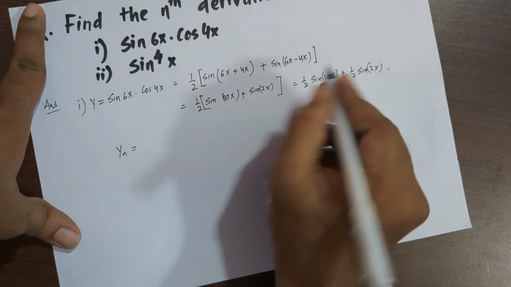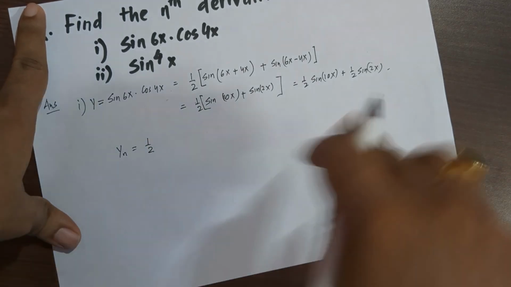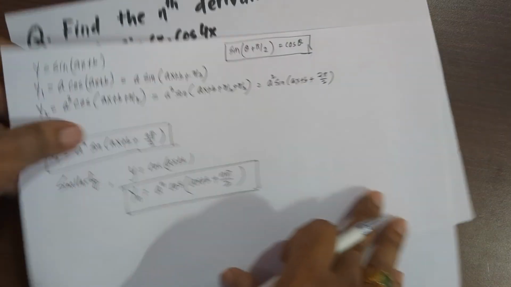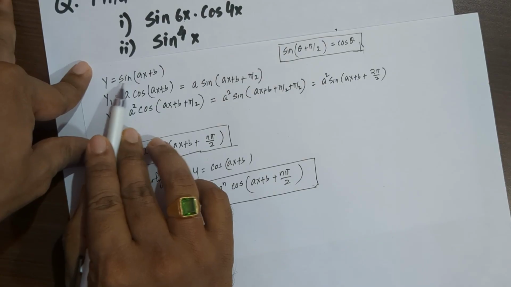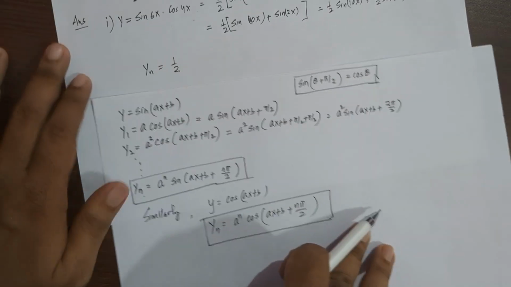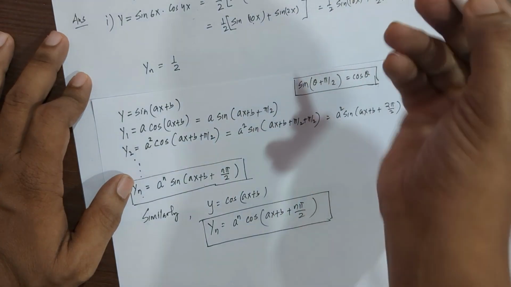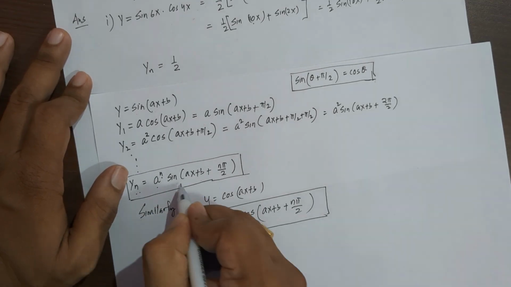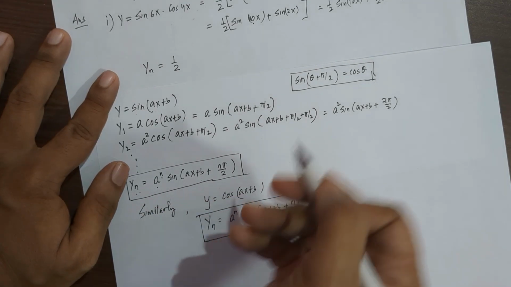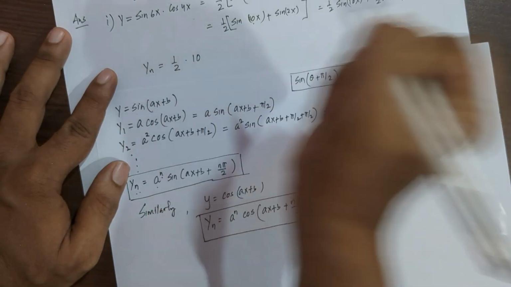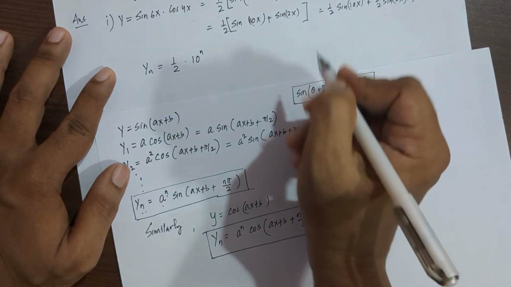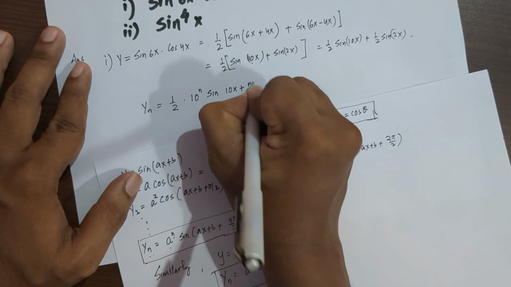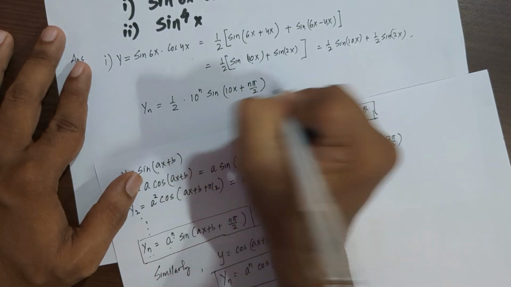So for the nth derivative of this one, half will come outside. Then the nth derivative of sine 10x. We have already found the nth derivative of functions of the form sine ax plus b. Here our a is 10 and b is 0. So its nth derivative is a to the power n sine of ax plus b plus n pi over 2. Here a is 10 to the power n. Then we have sine 10x plus n pi over 2. b is 0.